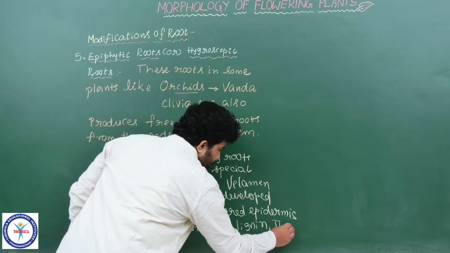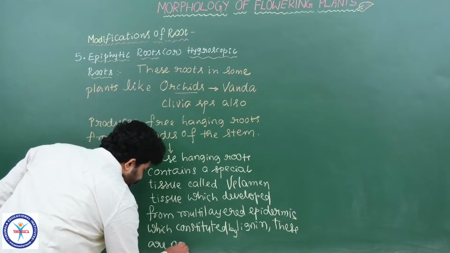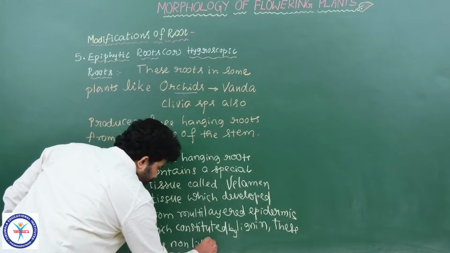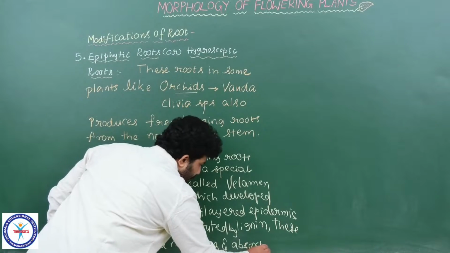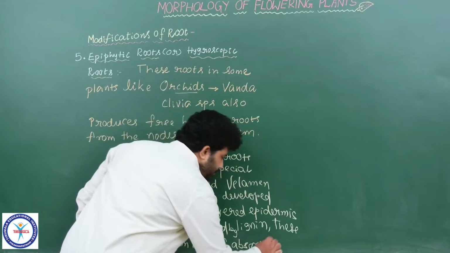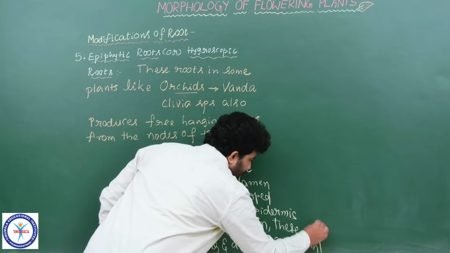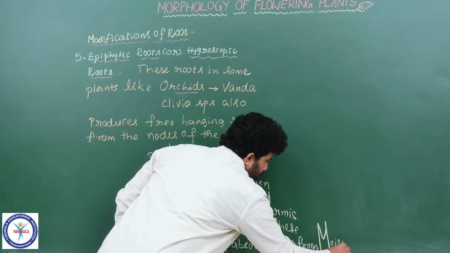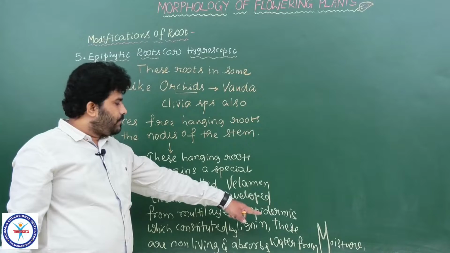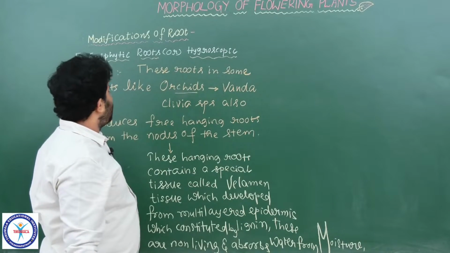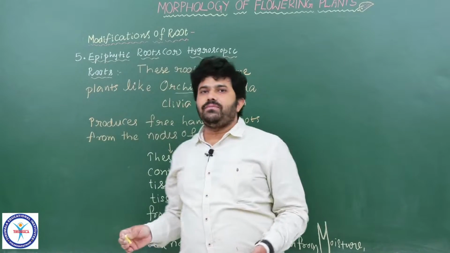And these are non-living and absorb, for what purpose are they produced? They absorb water from moisture. Note down, students, moisture in the environment. So for the purpose of getting water from the moisture only, these are the roots that especially develop on the huge branches of the trees.